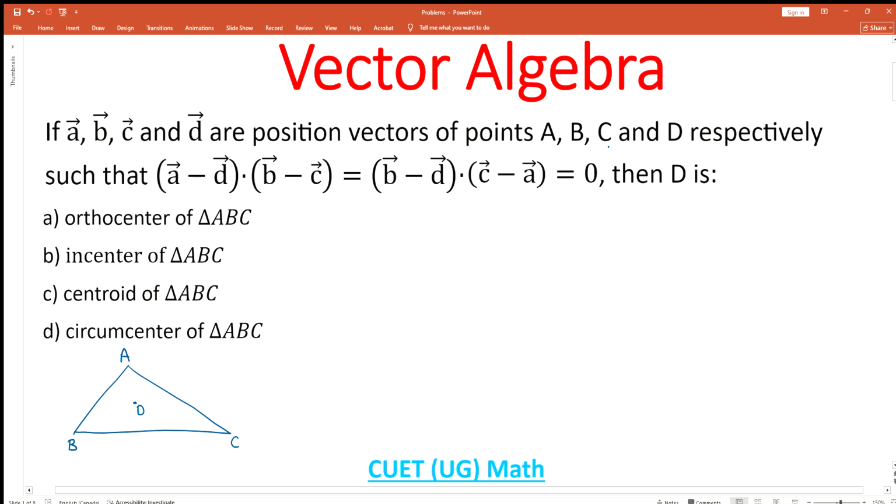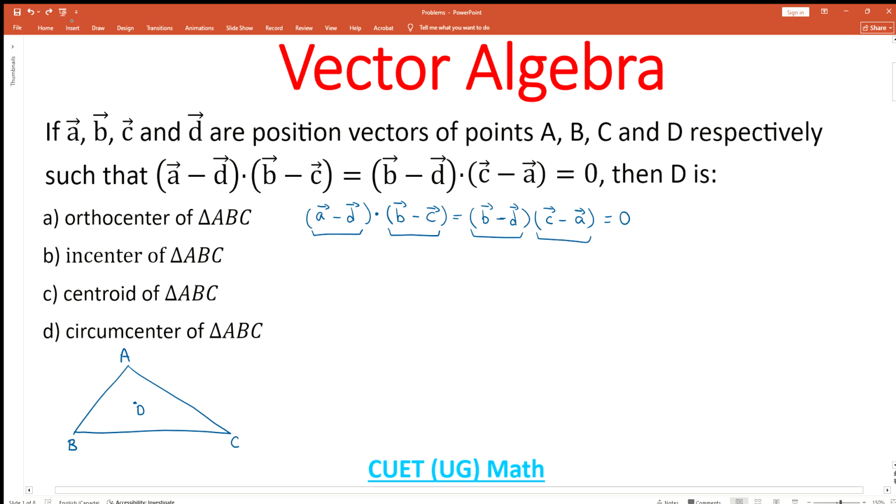We are given that vector A minus vector D dot vector B minus vector C is equal to the dot product of vector B minus vector D and vector C minus vector A, and their dot product is equal to 0. Since we are given that vectors A, B, C and D are position vectors for the 4 points, we should analyze the subtraction of these position vectors in terms of the diagram I drew on the board.